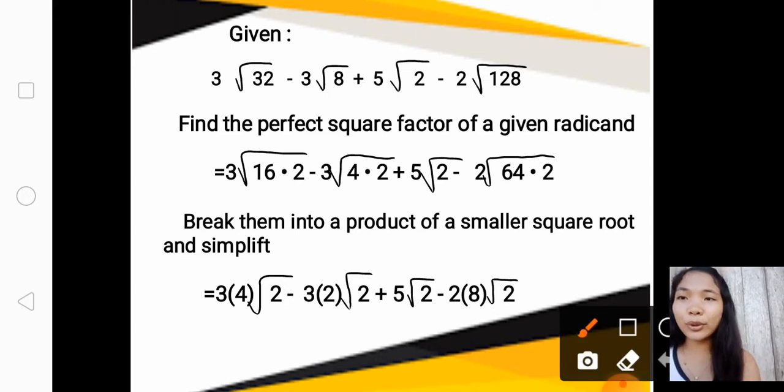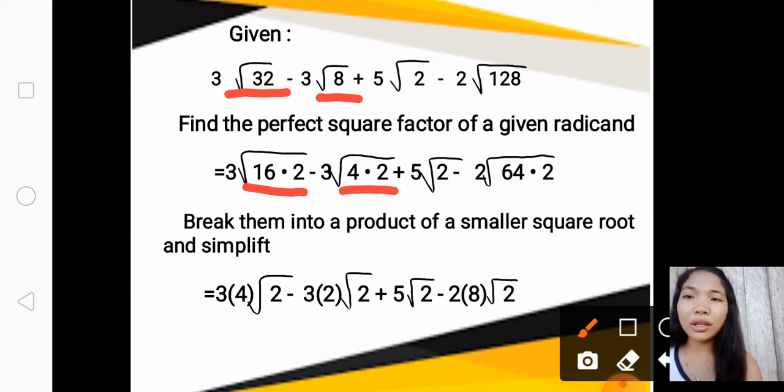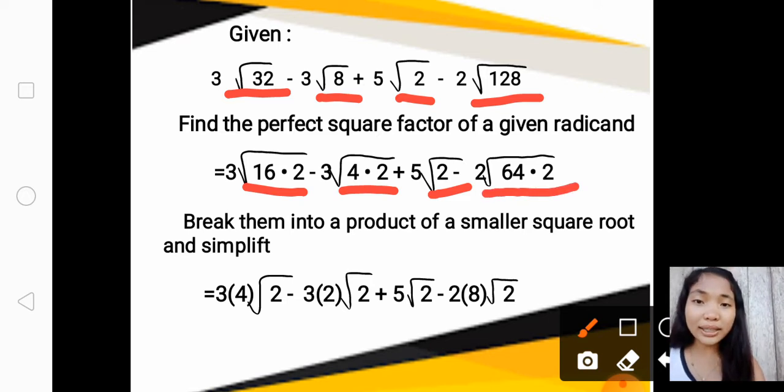So the perfect square factor of 32 is 16 times 2. And then the perfect square factor of 8 is 4 times 2. And then just copy the 2, the square root of 2. And then the perfect square factor of the square root of 128 is the square root of 64 times 2. And then, the next thing that we need to do is break them into a product of smaller square roots.